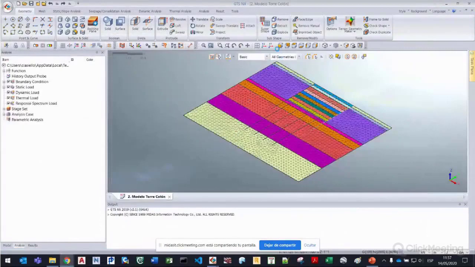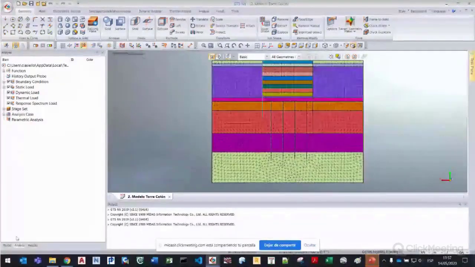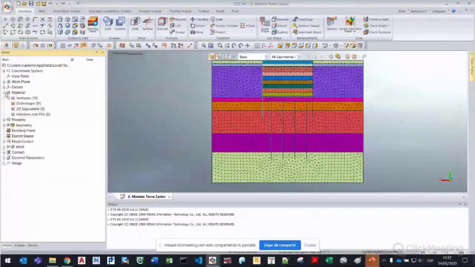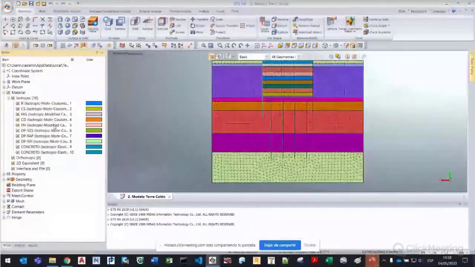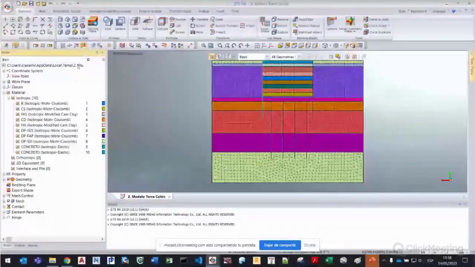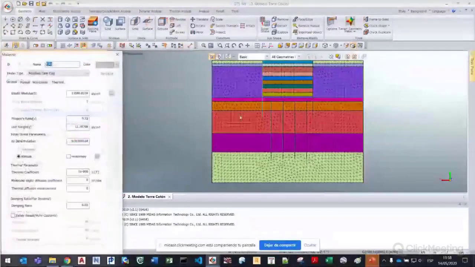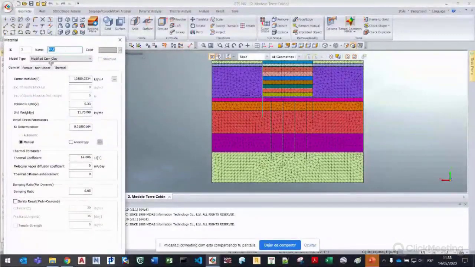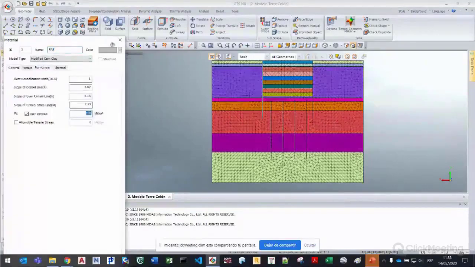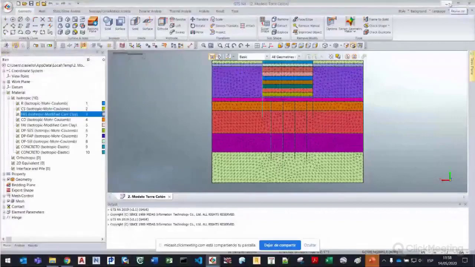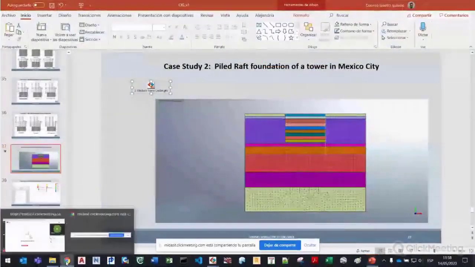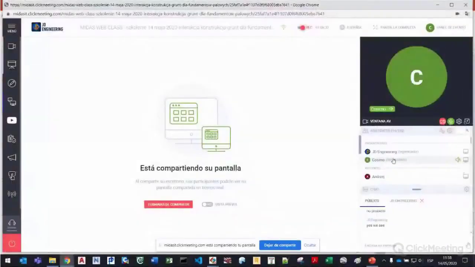Okay, so this is the model, and this is how it is simulating the Cam Clay. This is relating to the FAS here, and this is the user defined. This is the pre-consolidation pressure set to 100.